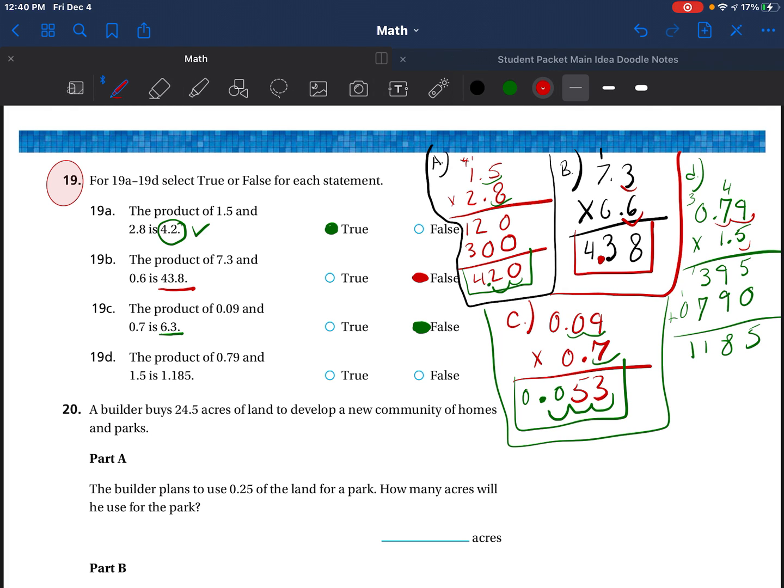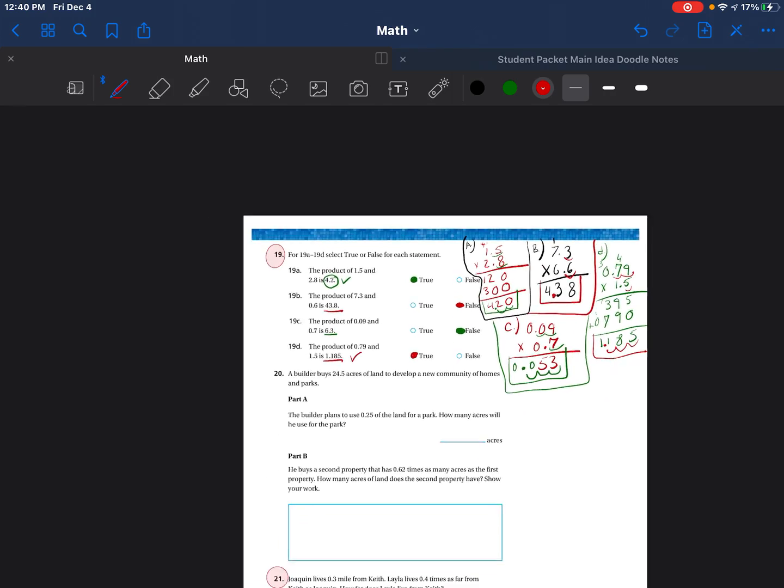Add them up. And I have 3 decimal places. 1, 2, 3. So my answer would be 1.185, and that is exactly what they have here. So that is true. Okay.